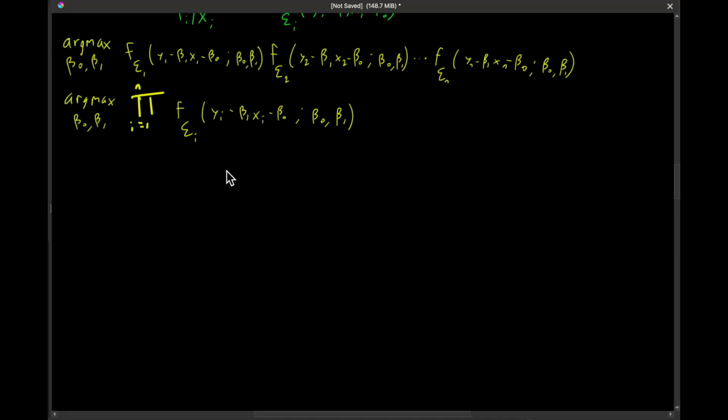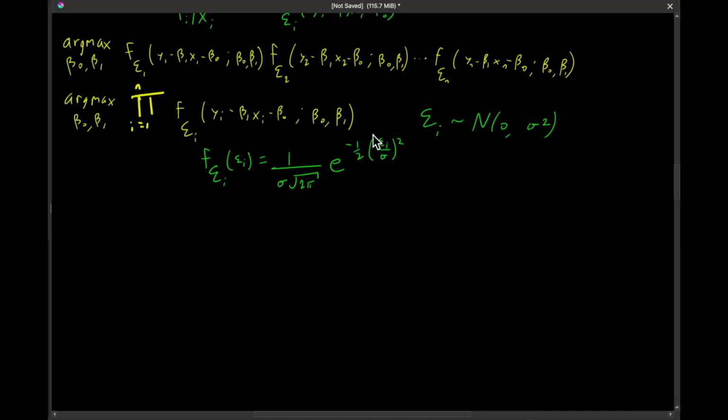And let's review, what is epsilon i? Epsilon i is normal, 0 and sigma squared, and that means the distribution of every epsilon i, they're all the same, equals 1 over sigma root 2 pi, this is just the definition of the normal distribution, times e to the negative half epsilon i over sigma squared.